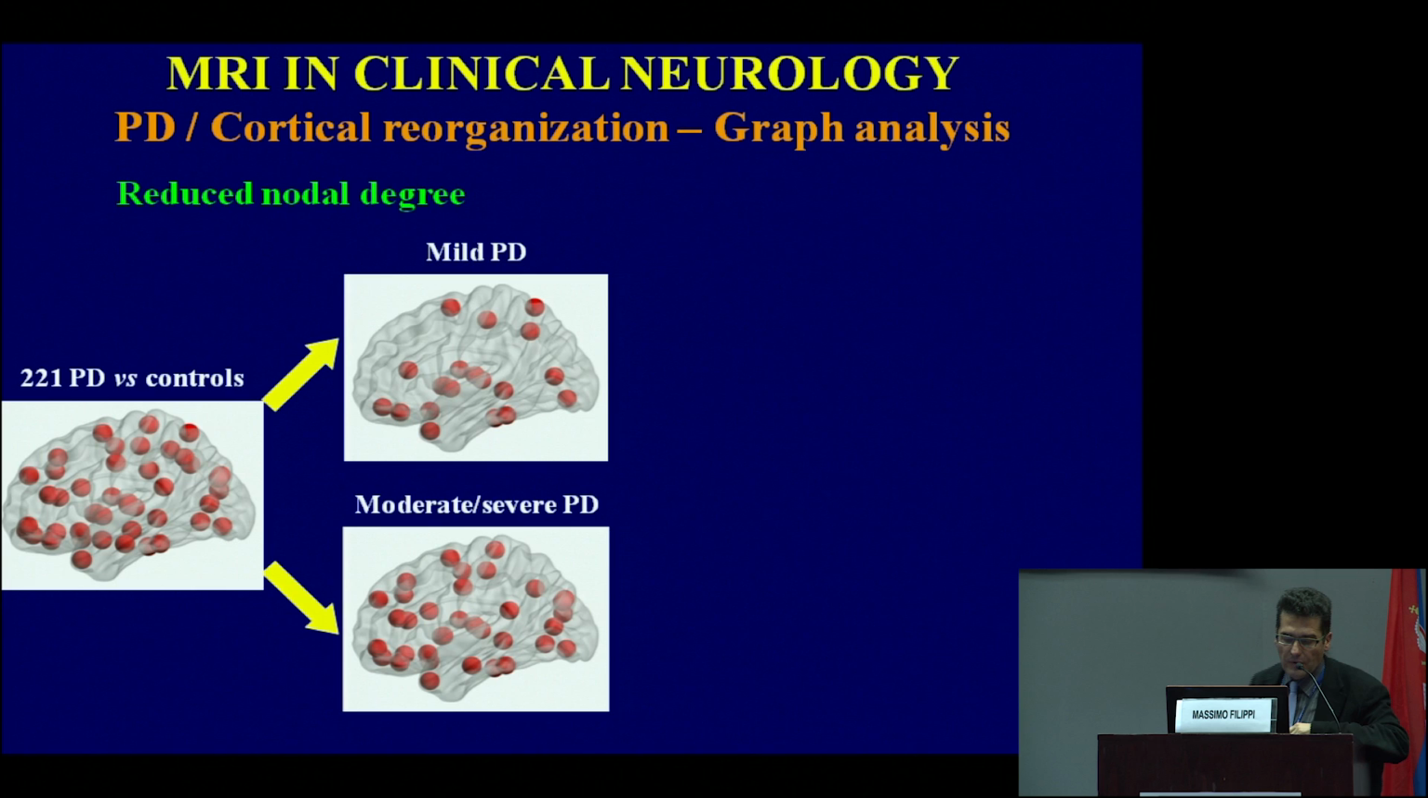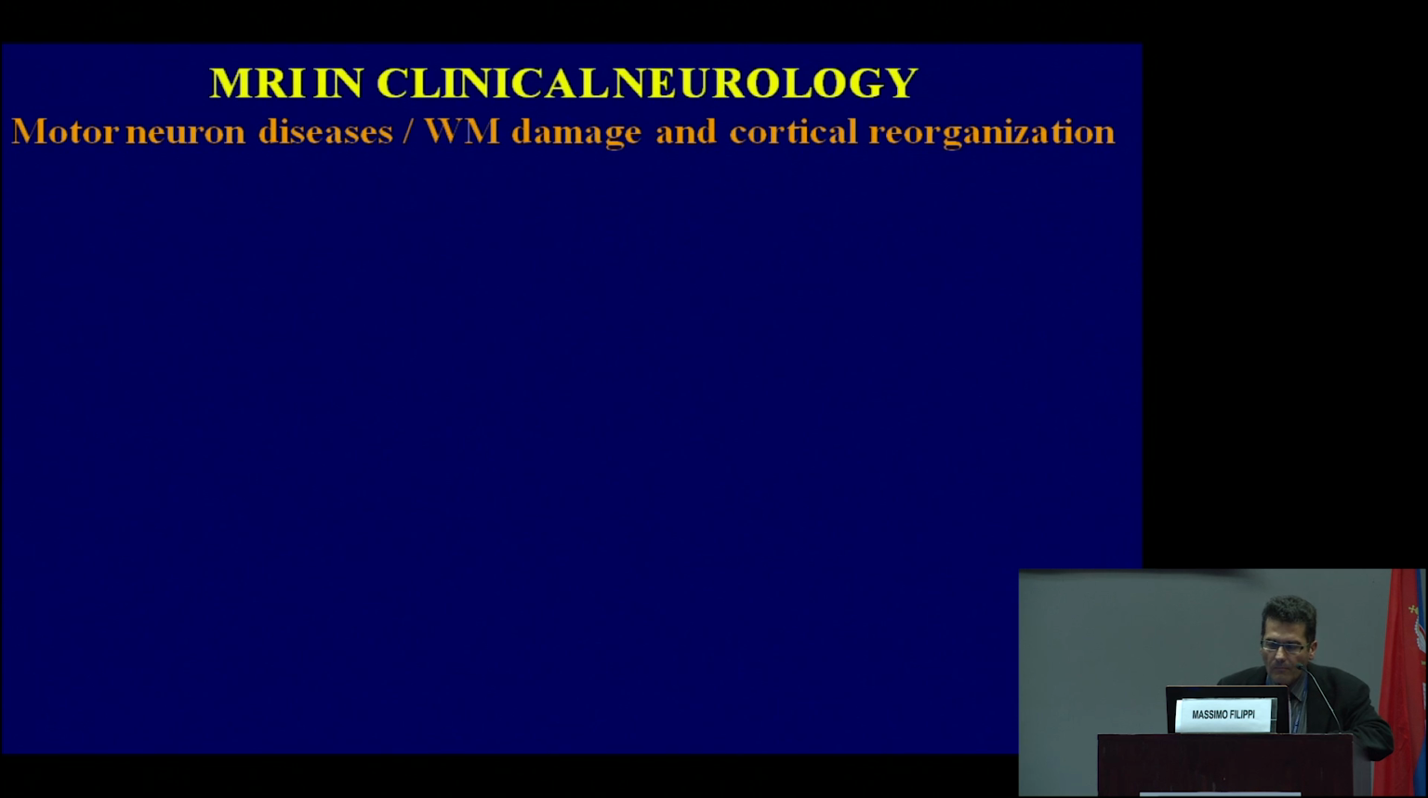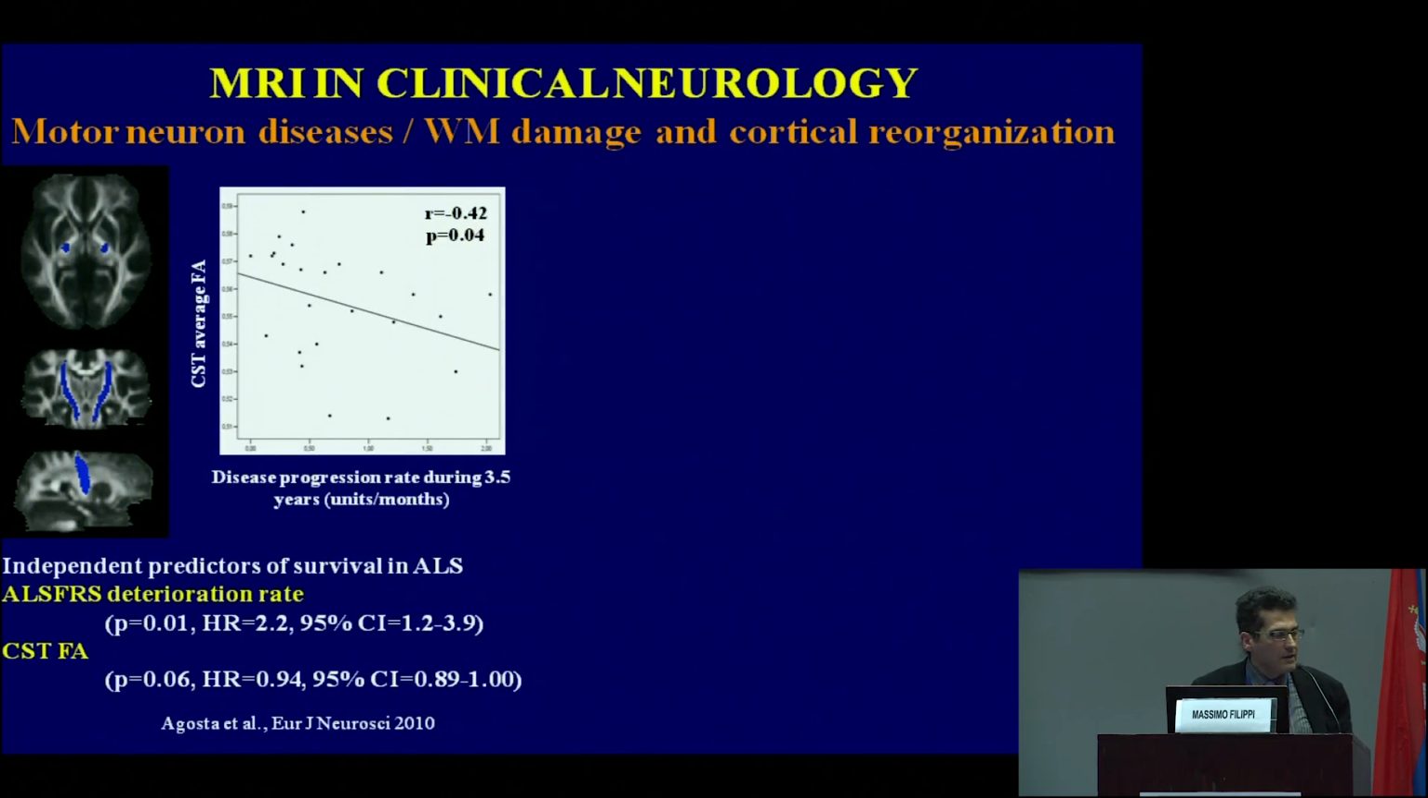If you move on to moderate to severe PD, you have these changes involving the entire brain. And by the way, if you put everything together, these connectivity changes again correlate with the clinical manifestations of the disease. So I end up with a couple of words on motor neuron disease, where we do have, of course, white matter damage, which is very important to be assessed from a diagnostic point of view as well as from a prognostic point of view.